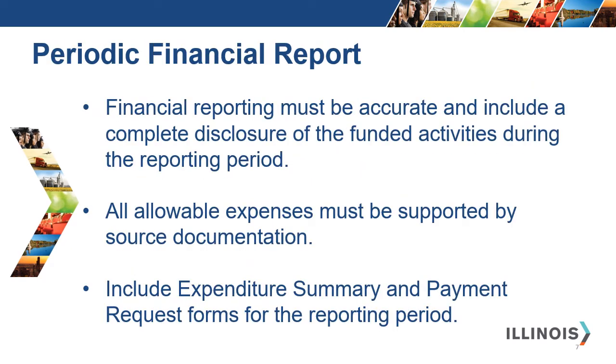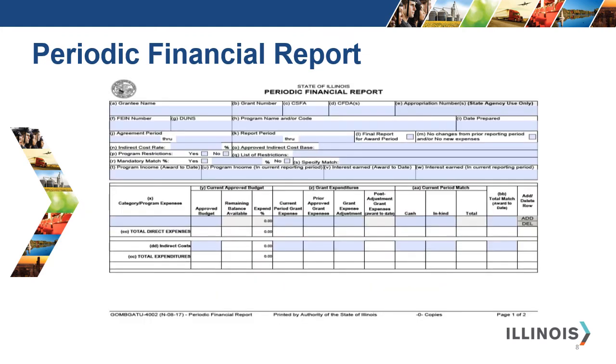The PFR must accurately disclose expenditures for the reporting period. For the expenses being reported on the PFR, you will submit copies of the expenditure summary and cash request forms and supporting documentation that you sent to your grant manager during the reporting period. To fill in the top portion of the PFR and the PPR, please use the information found in your grant agreement. The grantee name, grant number, CSFA, which is Catalog of State Financial Assistance, FEAN, DUNS, agreement period, are all found between pages 1 and 2 of the grant agreement.